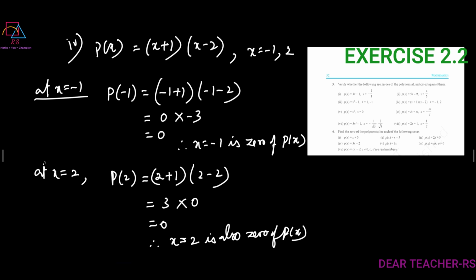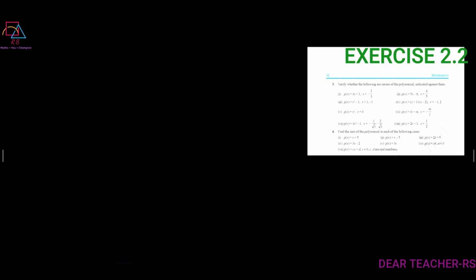I will do the 7th bit also. 7th bit, third question. p(x) is equal to 3x square minus 1. x is equal to minus 1 by root 3, comma 2 by root 3. So here also two values, two zeros are given. We have to verify whether both are zeros or not.